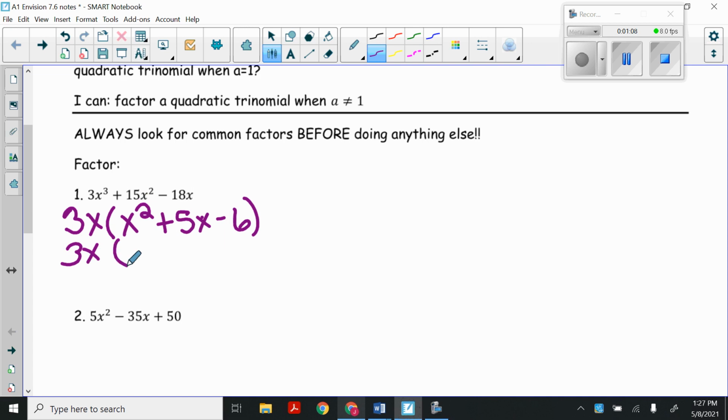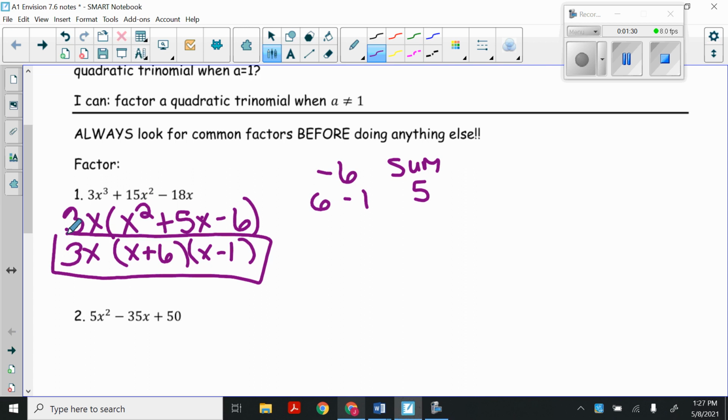and this is how we factored last Thursday. So again, I know 2 sets of parentheses. I'm looking for what can I multiply together to get negative 6, but add to get a positive 5. So I know that 6 and negative 1 will multiply together to get me negative 6, but they will add together to get me a positive 5. So this is going to be 3x, x plus 6, and x minus 1. This entire thing is the answer that has been factored. Okay, so my factors are 3x, x plus 6, and x minus 1.